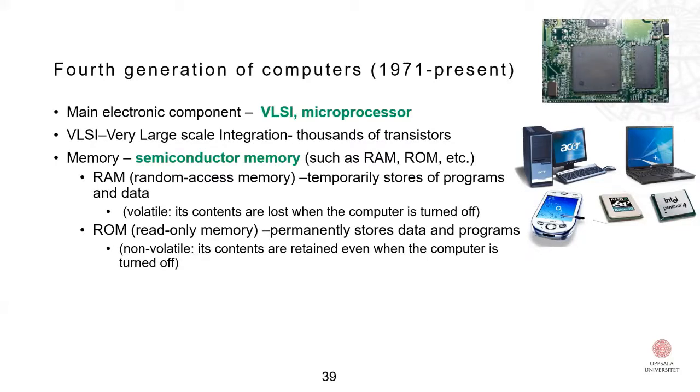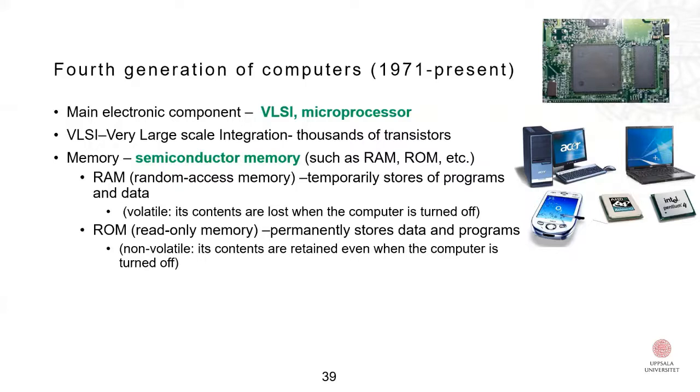The fourth generation of computers starts from the 70s and lasts until today. The main electronic component is called VLSI, which stands for Very Large Scale Integration, and we also have microprocessors. In VLSI, we have thousands of transistors. In this era, memory started to use semiconductor memory as well. Before that, memory was mostly magnetic cores, magnetic tapes, magnetic drives, and so on. But from this generation, we have semiconductor memory. Basically, the RAM and ROM in our computer are semiconductor memory.